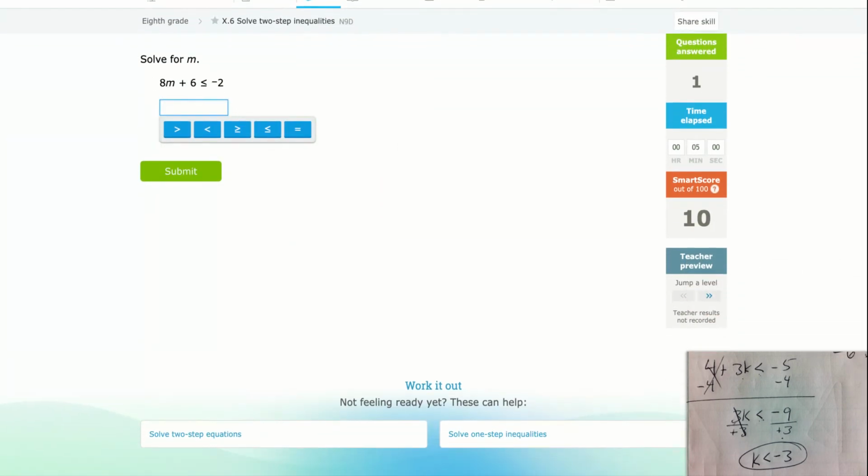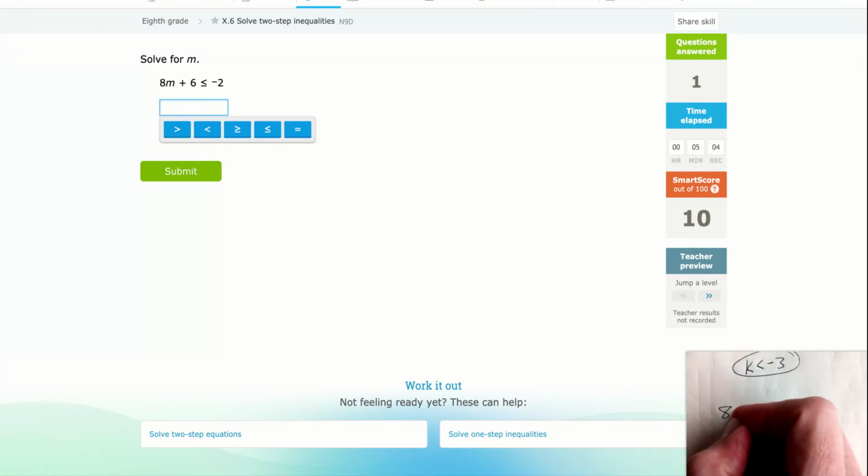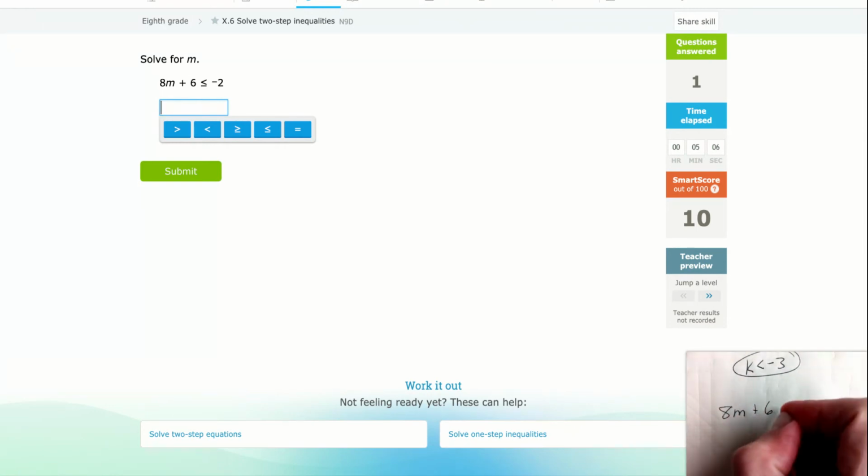So let's do one more like this, and then maybe I'll just jump ahead. This one, we have 8m plus 6 is less than or equal to negative 2. Again, first thing I'm going to do is isolate the term that has the variable. So I'm going to subtract 6. That gives me 8m is less than or equal to. Now, subtracting does not change the inequality symbol, so it's negative 8.